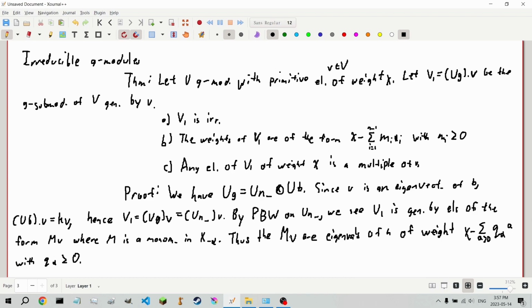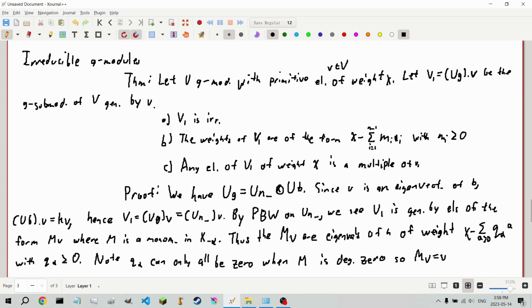C follows from that the Q alphas can only all be zero when our M is degree 0. So when M is essentially 1, so M times V is just V.